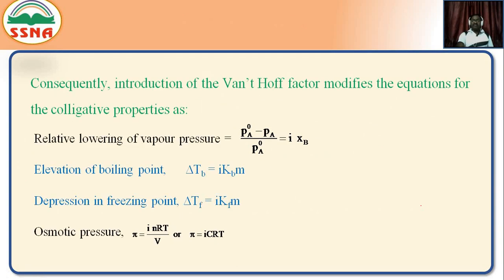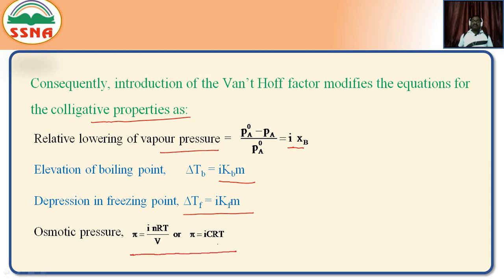Consequently, introduction of the van't Hoff factor modifies the equations for the colligative properties as follows. Relative lowering of vapor pressure is expressed as i into XB. Elevation of boiling point, delta Tb is equal to i into Kb into m. Depression in freezing point, delta Tf is equal to i into Kf into m. Osmotic pressure, pi is equal to i nRT by V, or pi is equal to i into C into R into T.